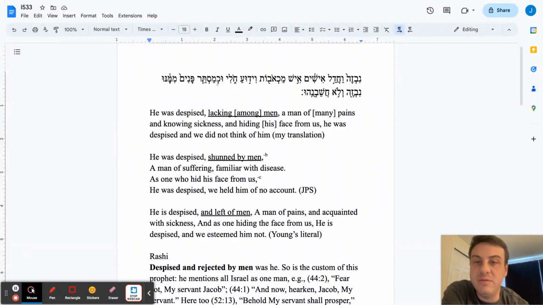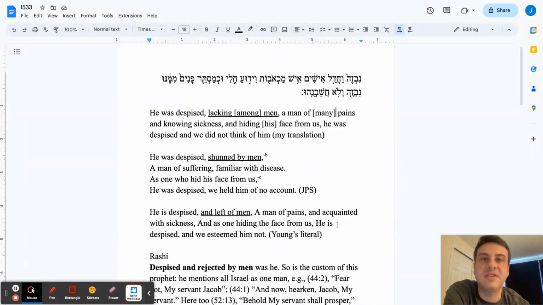The Hebrew could be read, the word mimenu, could be from him, but because of context, we know that it's actually talking about the nu means referring to us. He was despised, and we did not think of him. And they're similar here. He was despised. He was despised, and we esteemed him not. We held him of no account. We did not think of him. Hashav is oftentimes translated think, so I just kept the consistency there.